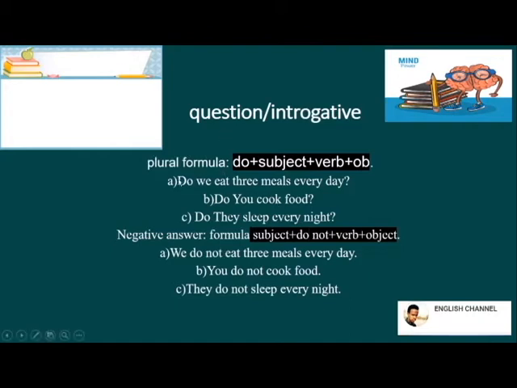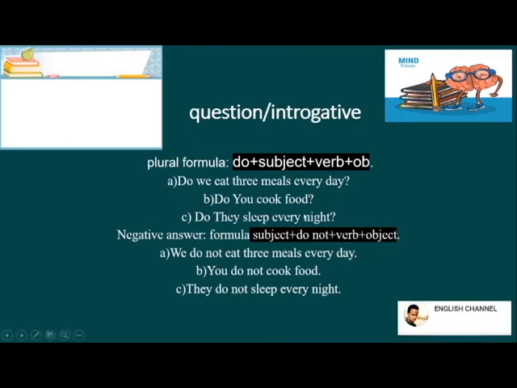In the plural formula, there will be no change, only you will add "do". Then you will take subject plus verb plus object. Only we add "do" before the structural formula. So, do we eat 3 meals every day? Absolutely, this is a question. Do we eat 3 meals every day?